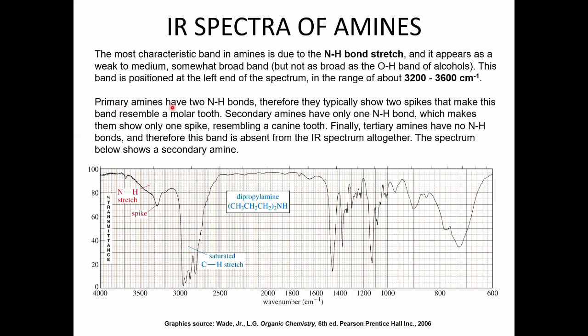Primary amines have two nitrogen-hydrogen bonds, so they typically show two spikes. Secondary amines will only have one hydrogen bond, which will give them one spike. And tertiary amines, which have no hydrogens, will not show up at all.